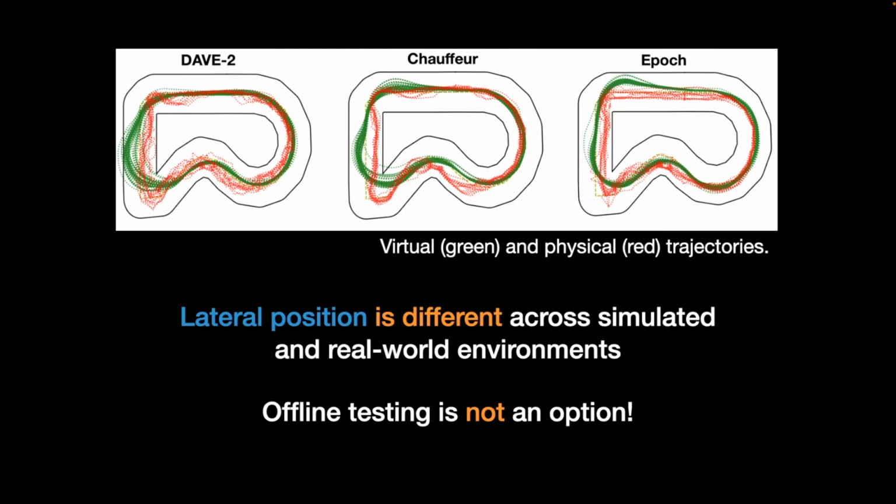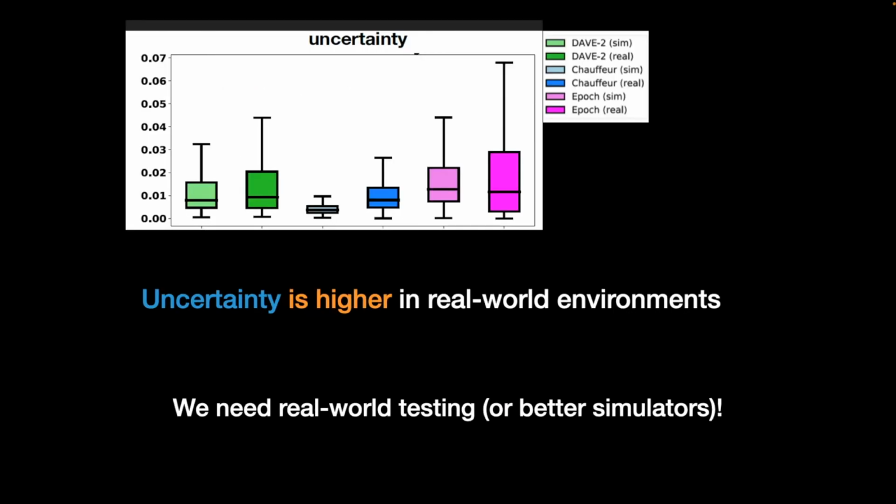So this suggests that offline testing at this point is no longer an option because, as you see, the behavior is quite different. While trying to understand why this is the case, we don't have a conclusive answer, but if we look at the model uncertainty, we always found that the uncertainty of the real world model was higher than the corresponding simulated model.